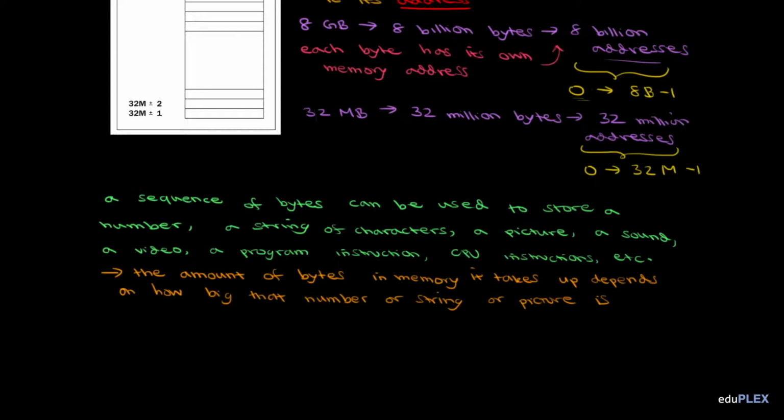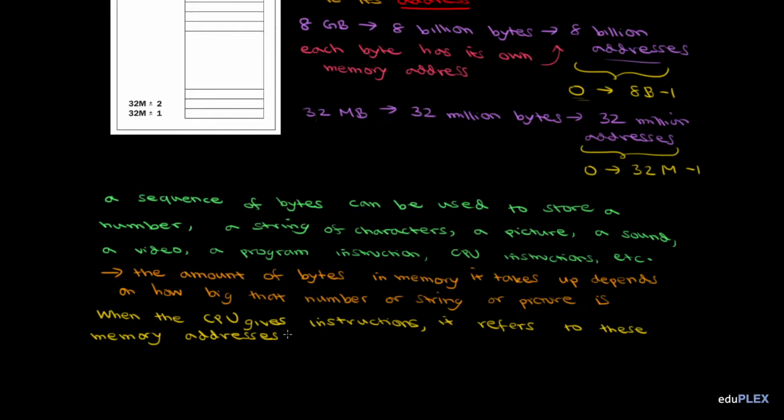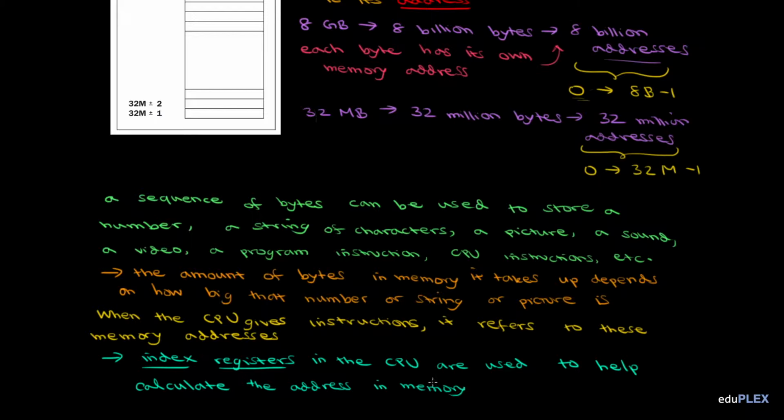Okay, so our memory is composed of a sequence of bytes, and each byte, or each memory location, has an address to identify it. When the CPU gives instructions, it refers to these memory addresses, and these addresses are just the sequential number of that byte in memory. Index registers in the CPU are used to help calculate the address in memory of a specified instruction or operand.